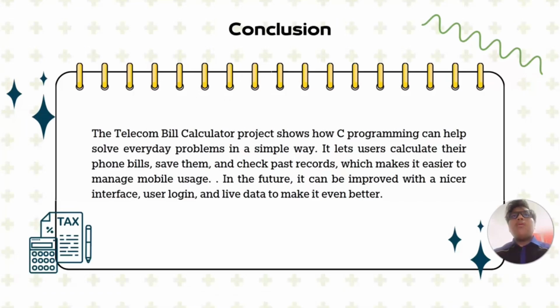Okay, for our conclusion, the Telecom Bill Calculator project shows how C programming can help solve everyday problems in a simple way. It lets users calculate their phone bills, save them, and check past records, which makes it easier to manage mobile usage. In the future, it can be improved with a nicer interface, user login, and live data to make it even better.